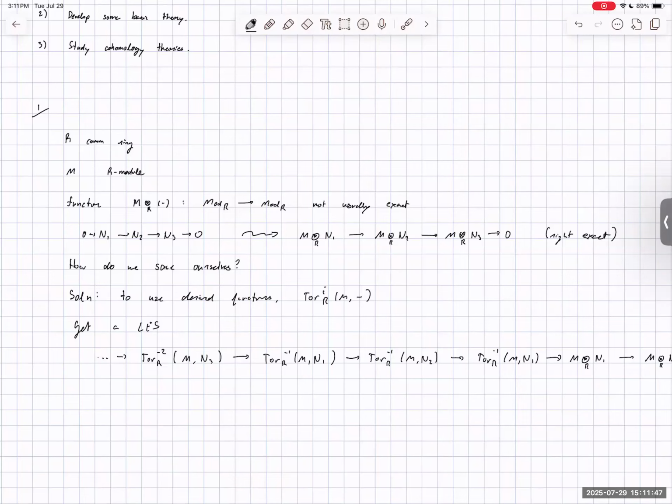Actually, this is called a delta functor. You shouldn't view this as a bunch of functors. You should view all the Tors as a single functor with a delta inside. So it's kind of combined. You do not map from abelian groups to abelian groups, but to complexes of abelian groups.